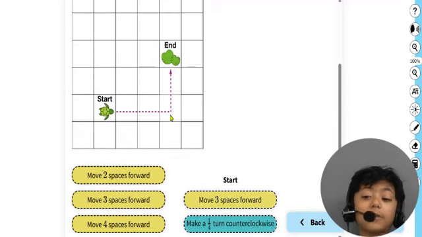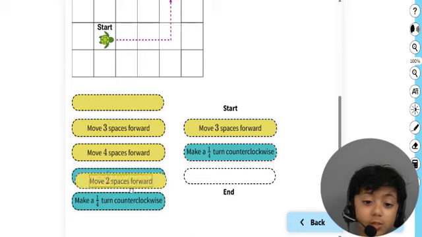Next, how many more spaces do we need to go forward? We need to go 1 and 2 more spaces. So 2.